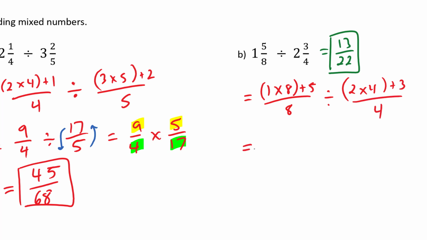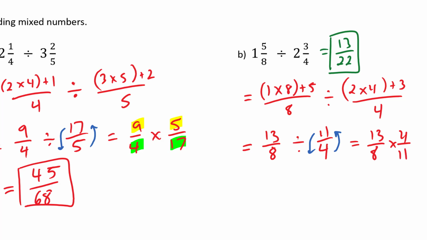Eight times 1 is 8, plus 5 is 13. 13 over 8 divided by 2 times 4 is 8, plus 3 is 11 over 4. Now we have our values as improper fractions. Next up, we take the value that comes after the division sign and we take the reciprocal. This gives us 13 over 8 times 4 over 11.